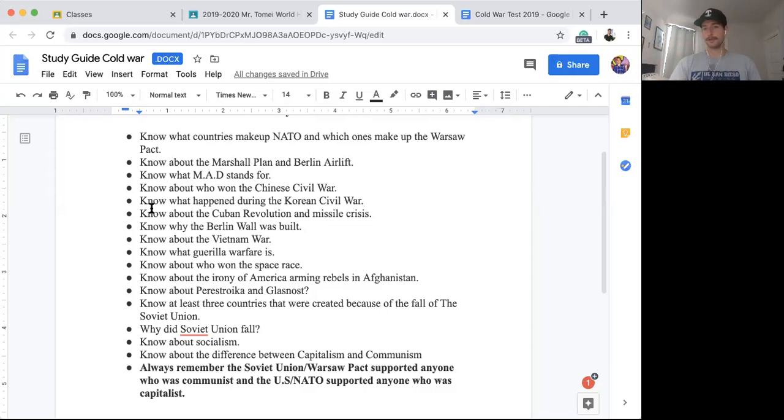So that's the history of the Berlin Wall. It fell as the Soviet Union collapsed, which we'll get into. And when the Berlin Wall fell, that's when Germany reunified as a whole country again, back in the early 90s.